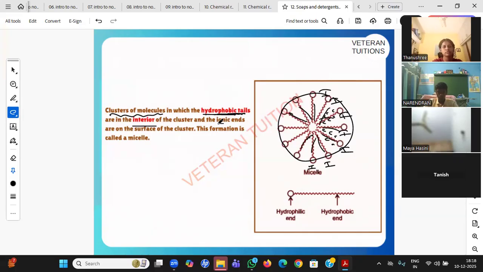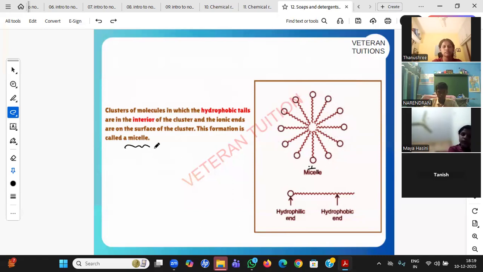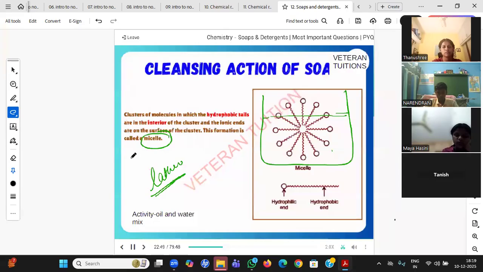Interior. But the ionic heads are all on the surface of the water. So whenever you mix soap with water, the molecules will be arranged like this. What we generally call this is micelle formation, or lather formation.